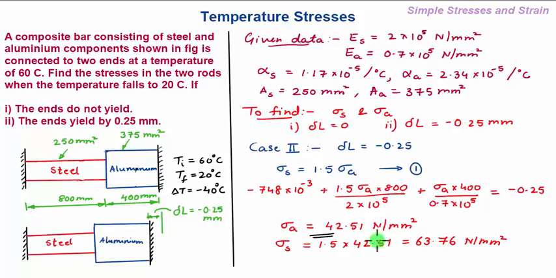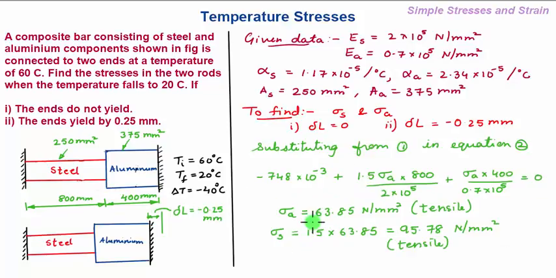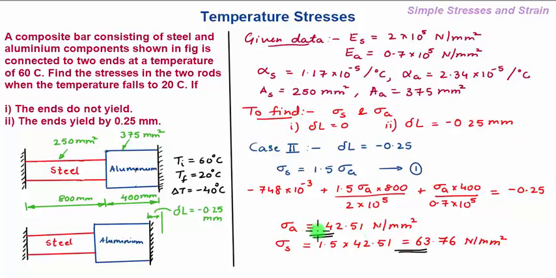So these are the values of stresses in the second case when your ends yield by 0.25 mm in this direction. Now as you can see, these values are lesser than these values, that is sigma S is 63.85 and sigma A is 95.78. The reason here is, since your ends yield, the steel and aluminum bar has been slightly relieved. That means it has been allowed to slightly contract. Hence the resulting stresses developed in the steel and aluminum bar are less. With this, our problem is solved.